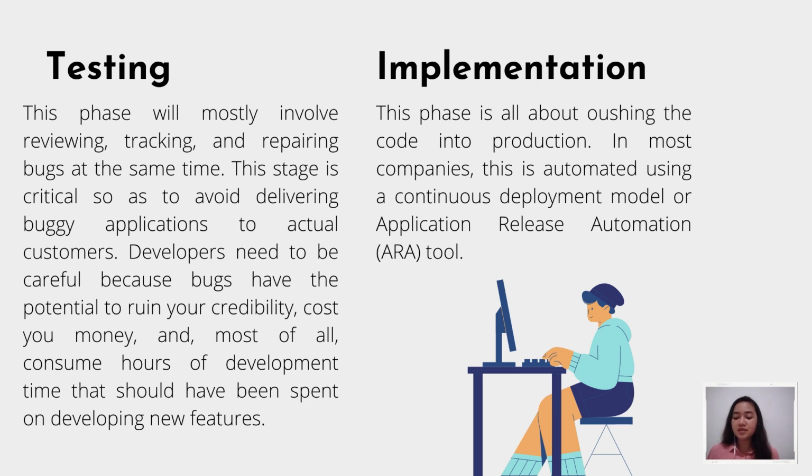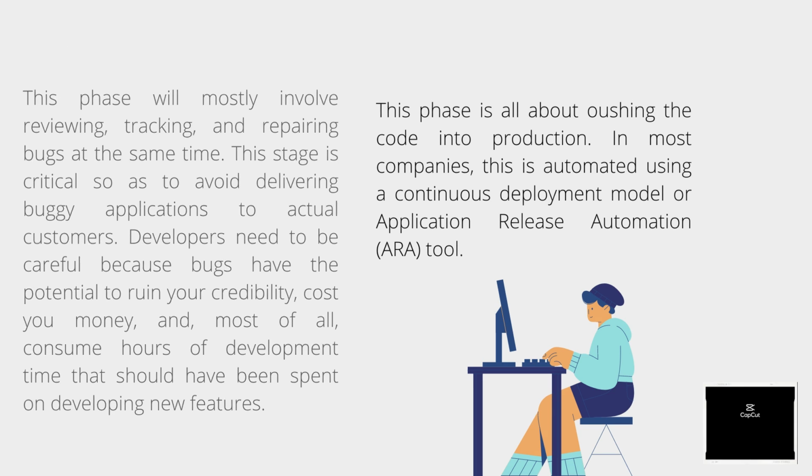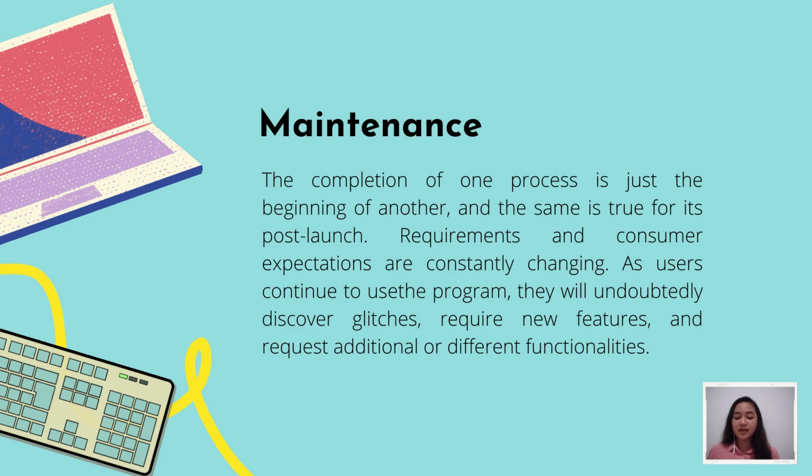In most companies, this step is automated using a continuous deployment model or application release automation tool. The last phase is maintenance. The SDLC does not end once your app is released in the market. The process is called life cycle for a reason. The completion of one process is just the beginning of another, and the same is true for its post-launch.